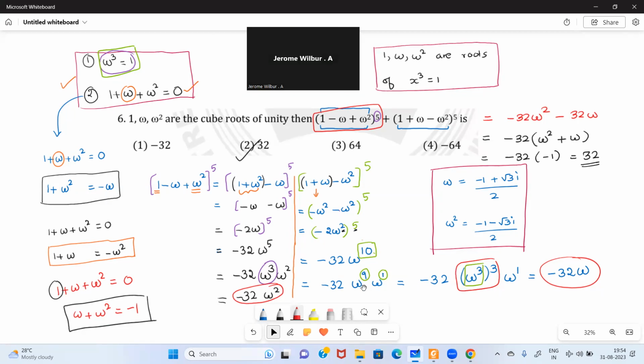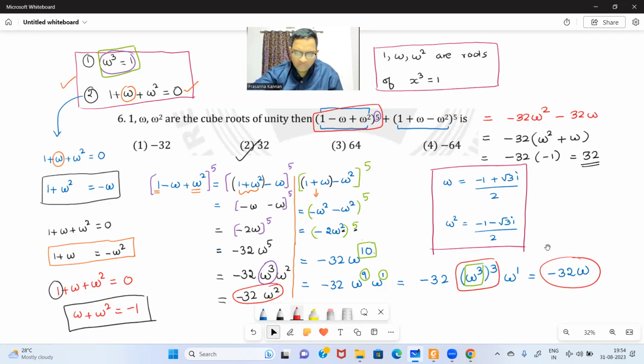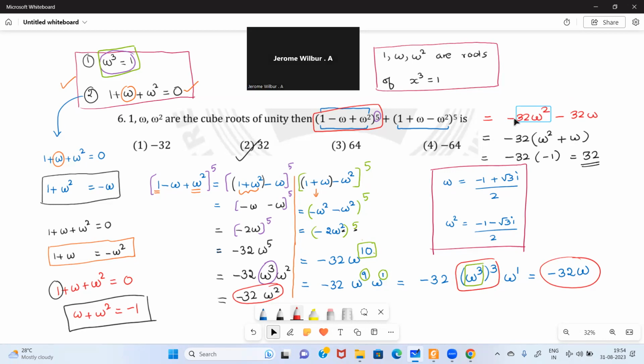So 9 will be a multiple of 3. So we'll write minus 32 omega cube raised to the whole cube into omega raised to 1. So since omega cube is equal to 1, it will be equal to minus 32 omega. Very good. Then, last, we take the two equations and we add them. So minus 32 omega square minus 32 omega. So as 32 is common, minus 32 omega square plus omega.